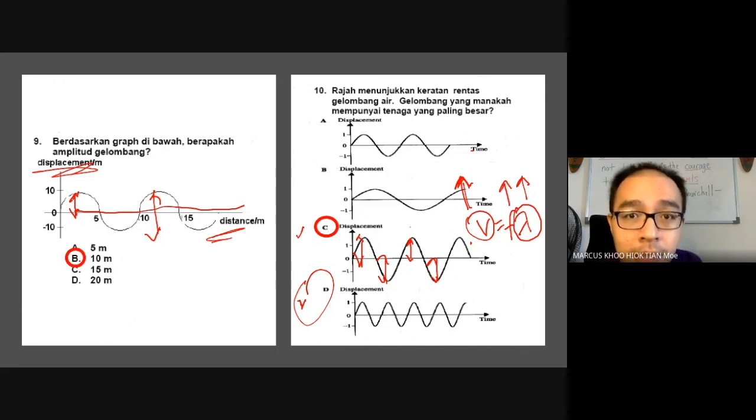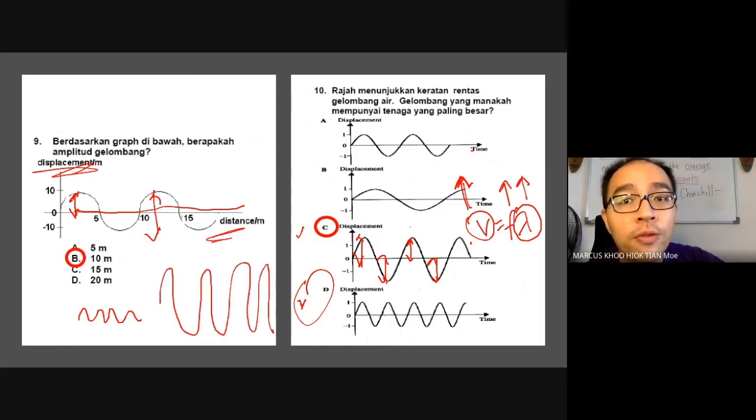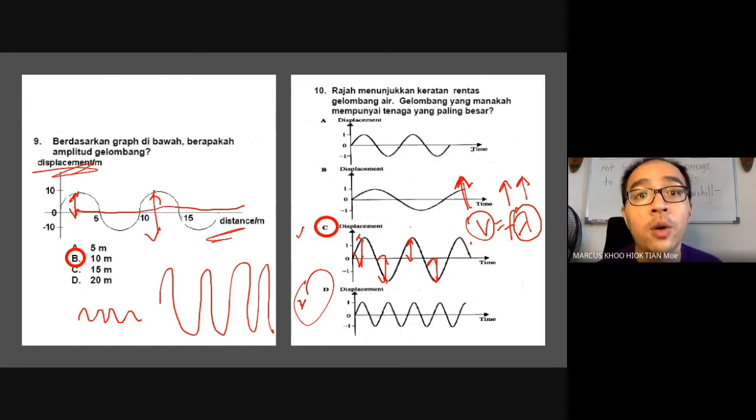But what actually contributes to the energy of the wave? Think about when you go to sea. When you go to the sea, in shallow water, the amplitude is very small. But in deep waters, the amplitude is actually very big. The frequency may be the same, but the amplitudes are big. And we feel more of the energy when the amplitudes are higher.